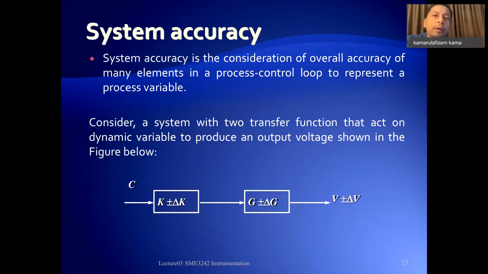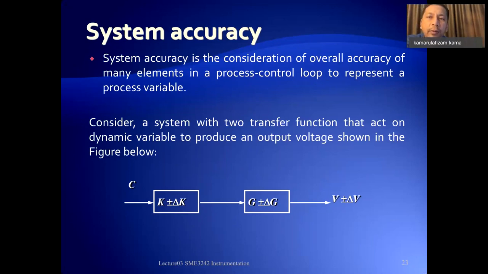But now we have multiple components connected together. We have more than one component. We have more than one sensor. We have a sensor connected to the signal conditioner block. So, for example, in this case, you have two blocks. You have C, the input. You have K with its own accuracy statement plus minus delta K. Then the system is connected to another system G with plus minus delta G, and finally you have the output V with plus minus delta V.